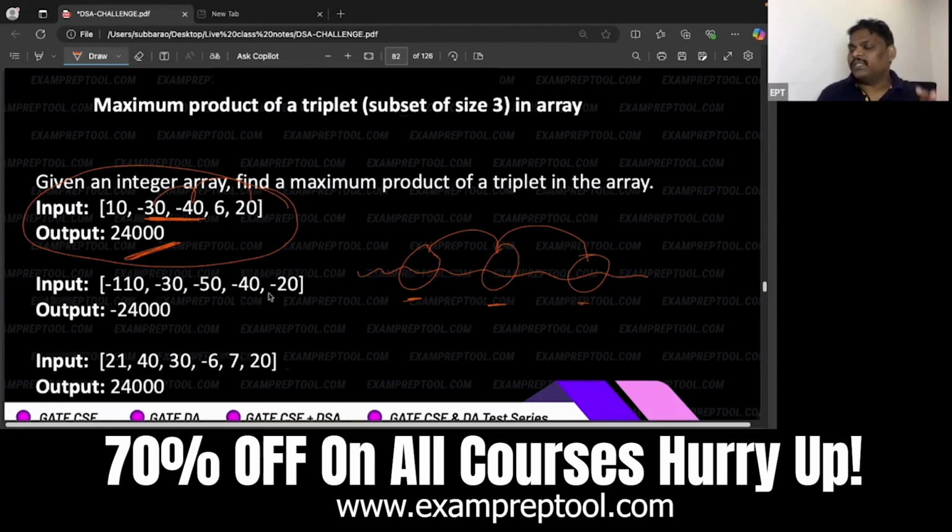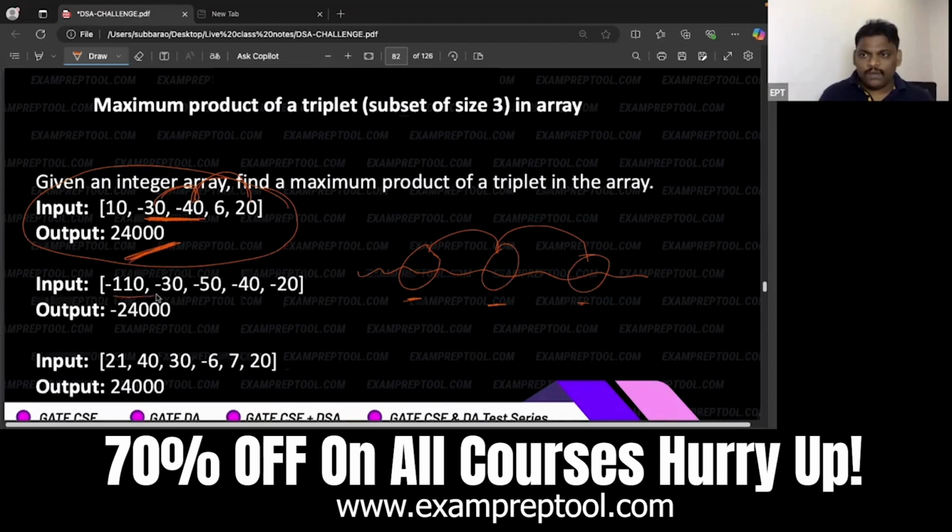If only positive numbers are there, the problem is very simple. Only positive: take the first maximum, second maximum, third maximum. Only negative: there also the same, take the first maximum, second maximum, third maximum. All positive is easy, all negative is easy. A positive-negative combination may be something like this. So for this problem, the three numbers' product maximum answer is 24,000.